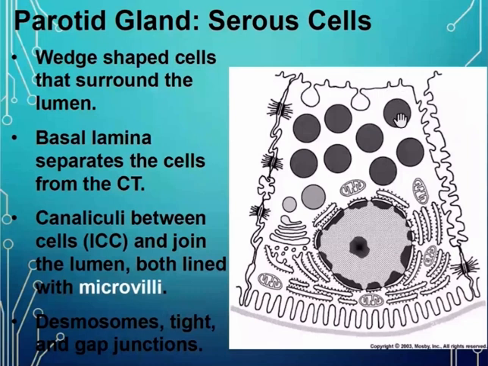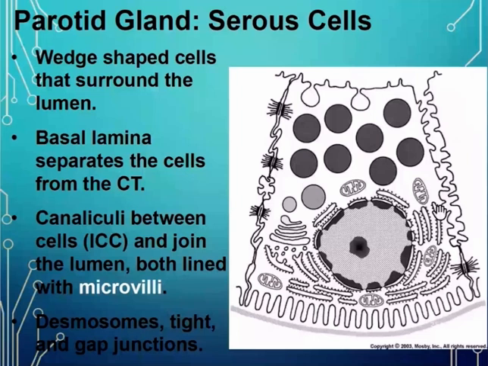At the basal part of the cell, each serous cell is delineated from the surrounding connective tissue by something called the basal lamina. Between each epithelium and connective tissue, we have a basal lamina. This region of the cell surrounding the connective tissue contains the nuclei and the rough endoplasmic reticulum, and capillaries are seen proximate to this surface.